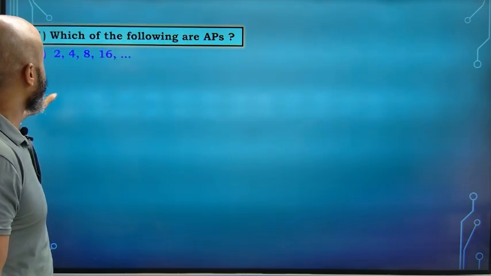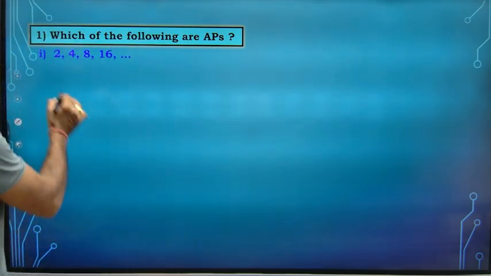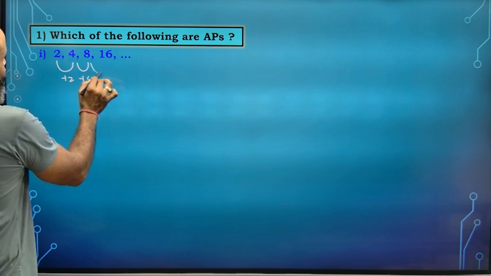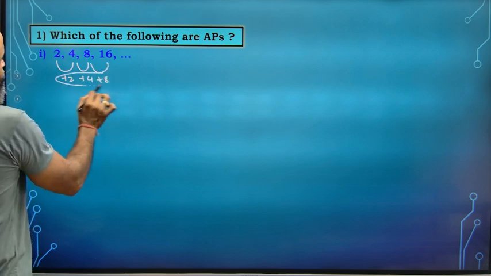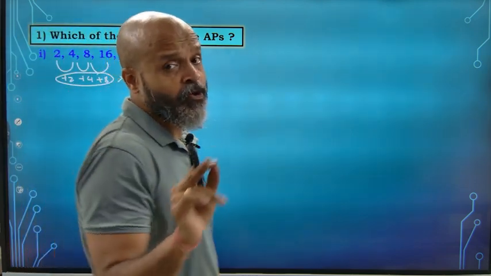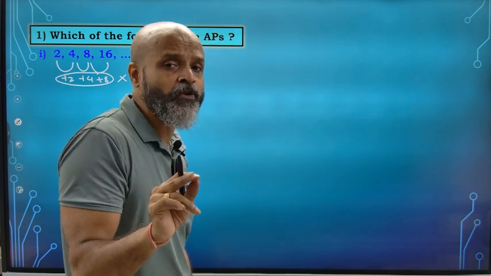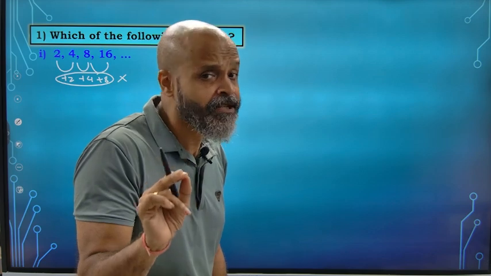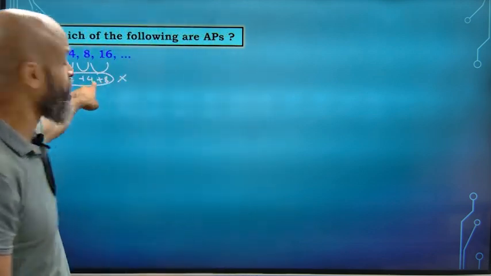Okay, which of the following are AP? So let's identify whether it is an AP. Here we have plus 2, here we have plus 4, here we have plus 8. So is this an AP? The answer is no, because the common difference is not the same. A sequence qualifies to be an arithmetic progression only if there is a common difference. Here the difference is not common.